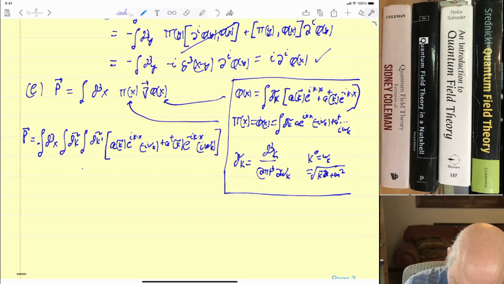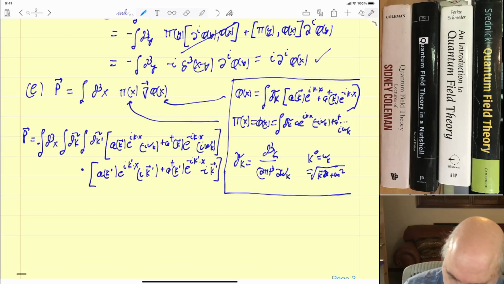That bracket is multiplied by a k prime e to the i k prime dot x times i vector k prime, plus a dagger k prime e to the minus i k prime dot x times minus i vector k prime. Okay.